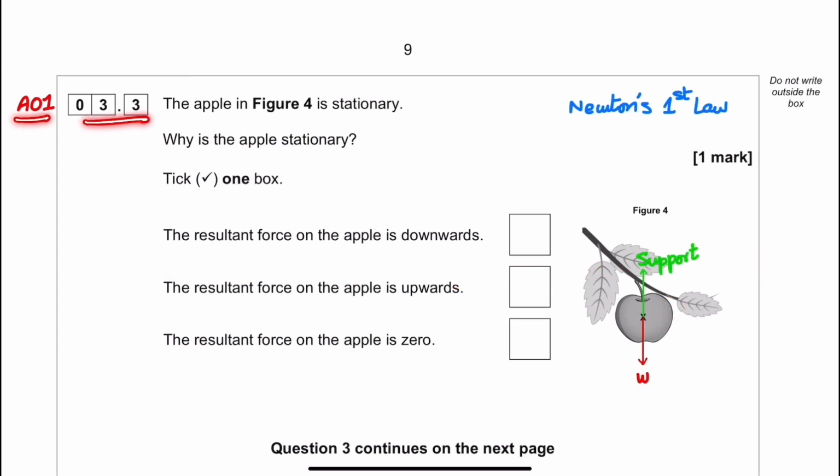3.3 is an AO1 question. The apple in figure number 4 is stationary. We can see here in figure number 4, the apple is stationary. Why is the apple stationary? Why is it not moving? Why is it not falling down?